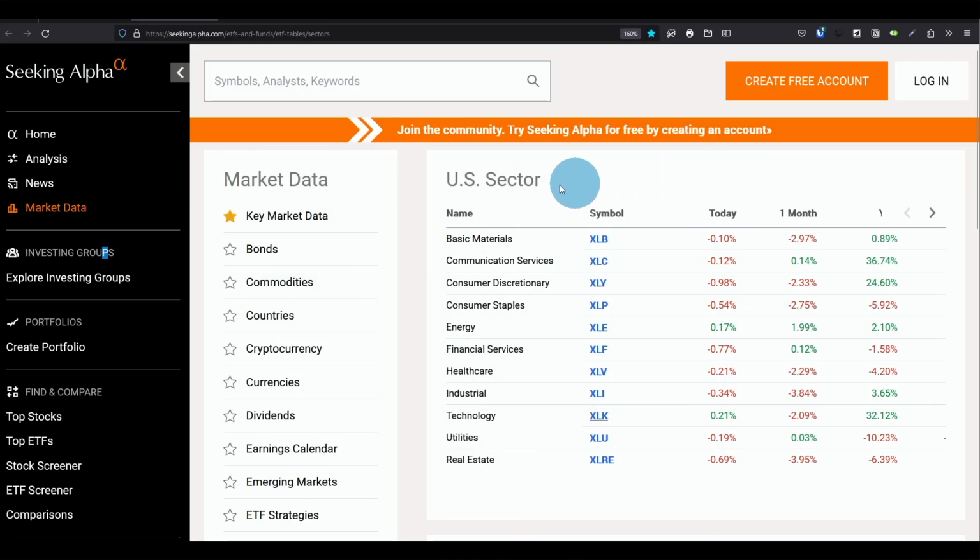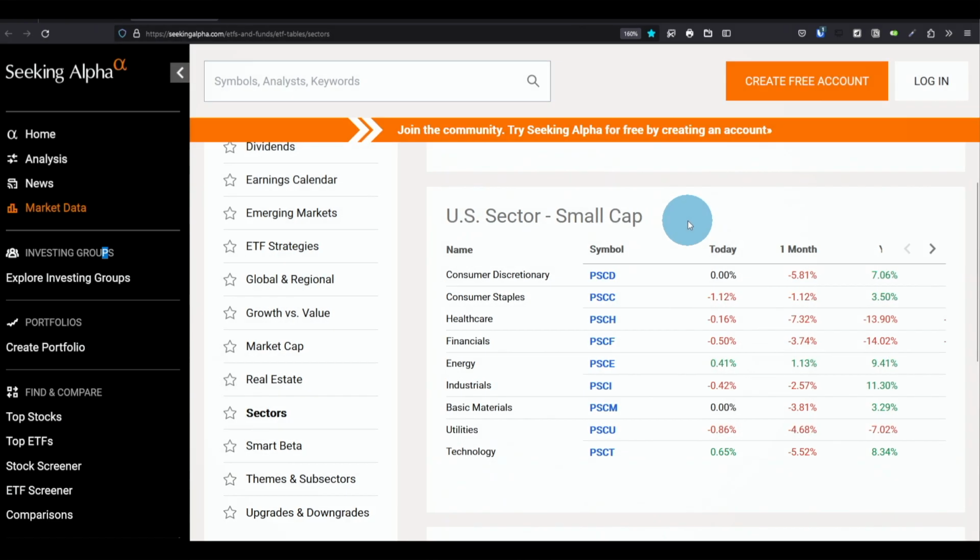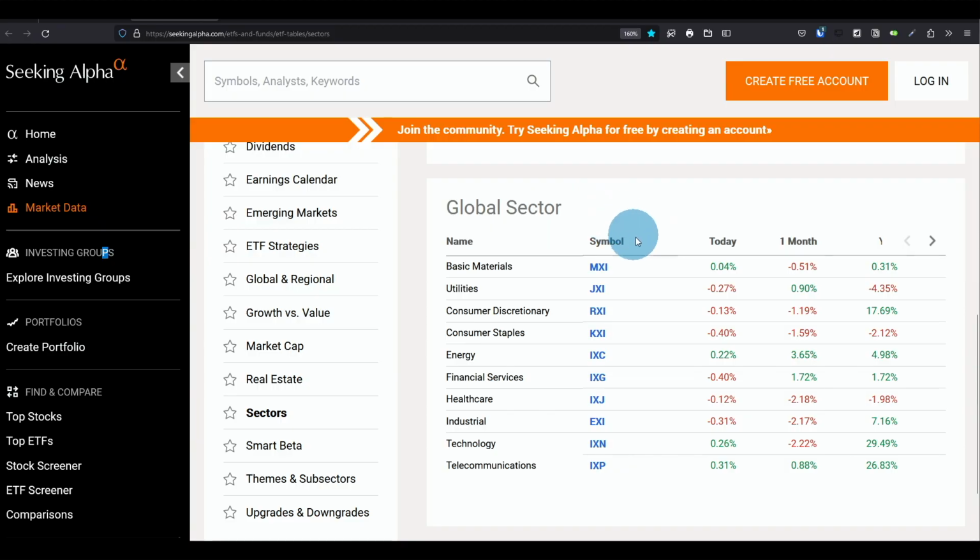For example, here we have the US sectors represented by SPDR's ETFs. Each ETF represents one sector, and you can see here we have 11. Also, we have the US small cap sectors represented by ETFs, and we have the global sectors. Now, these are the major ETFs representing those sectors. But of course, you can have subsectors, industries, sub-industries, and so on and so forth.